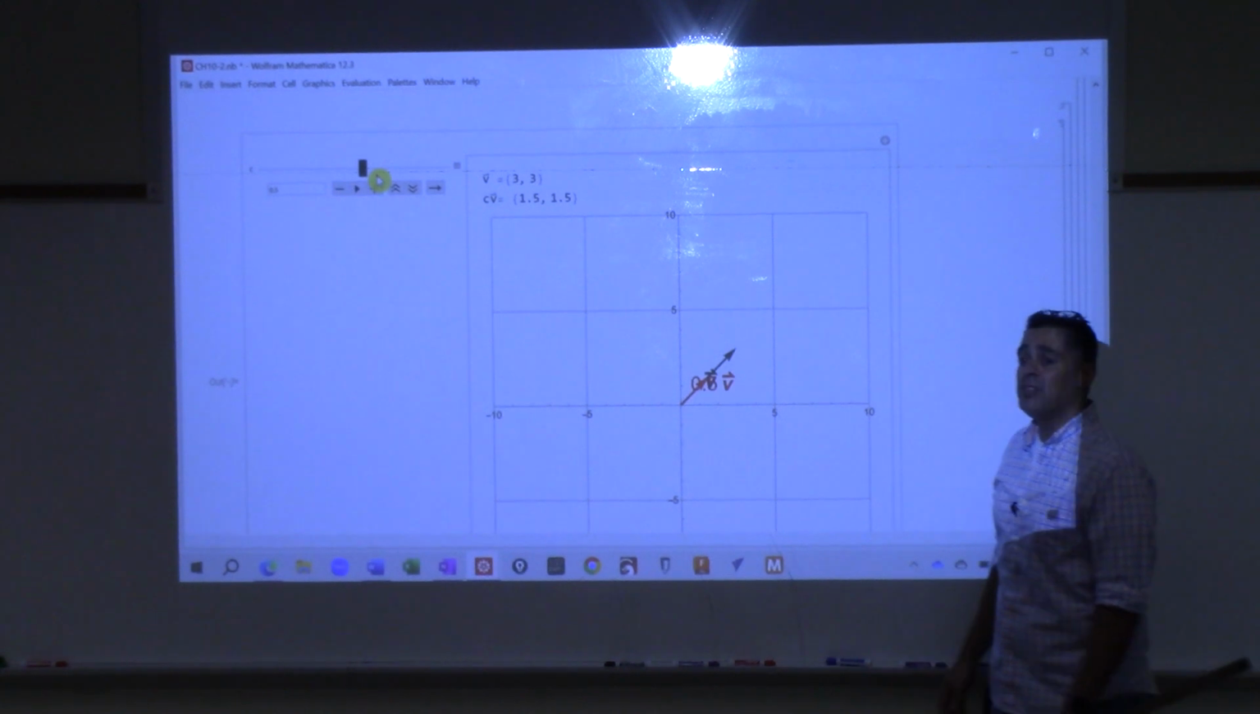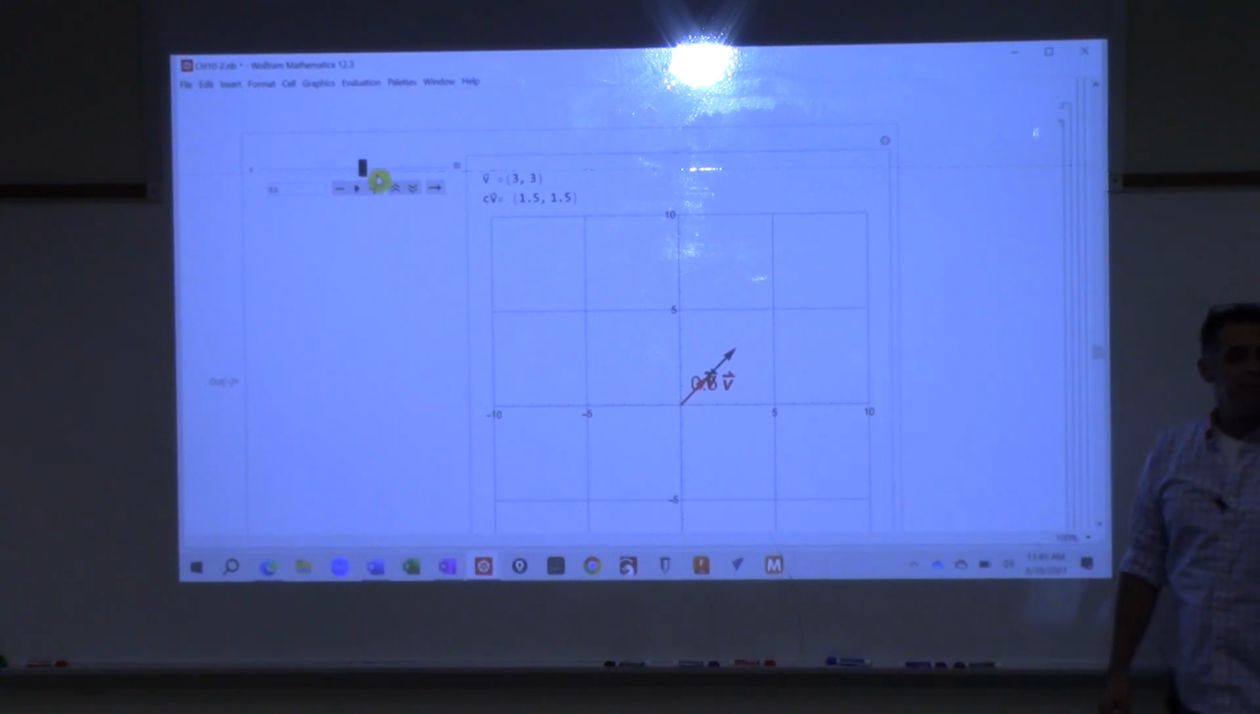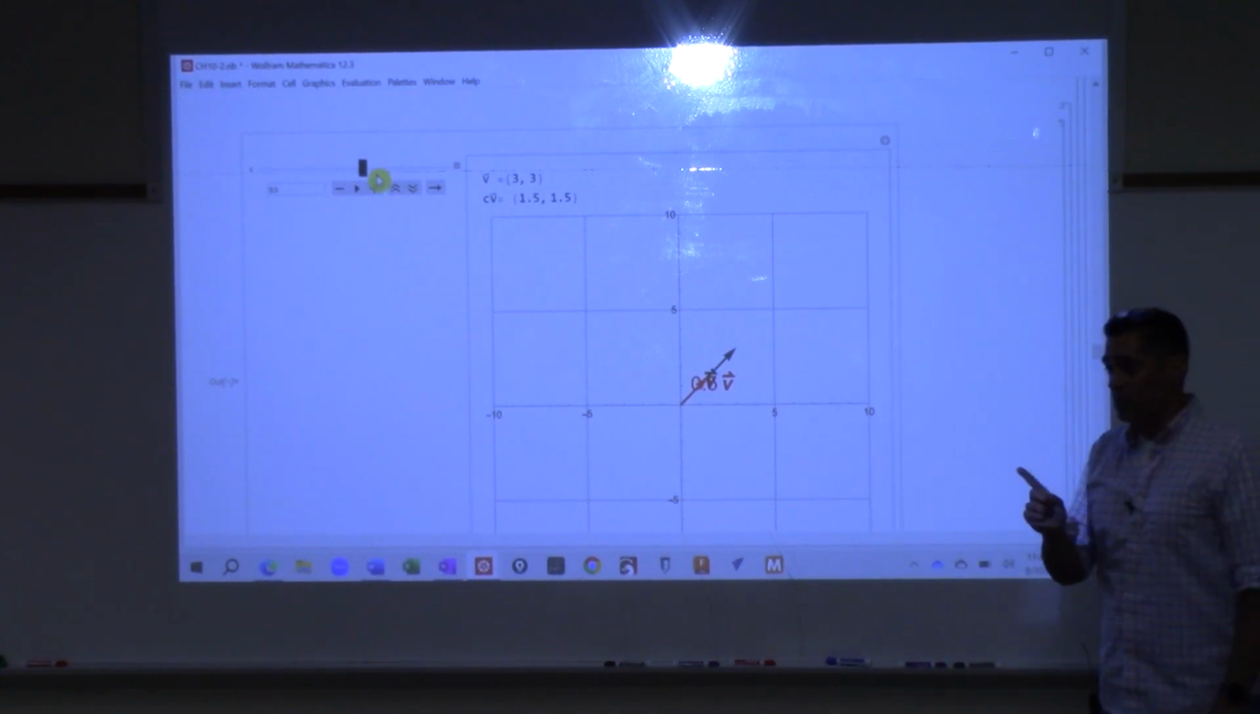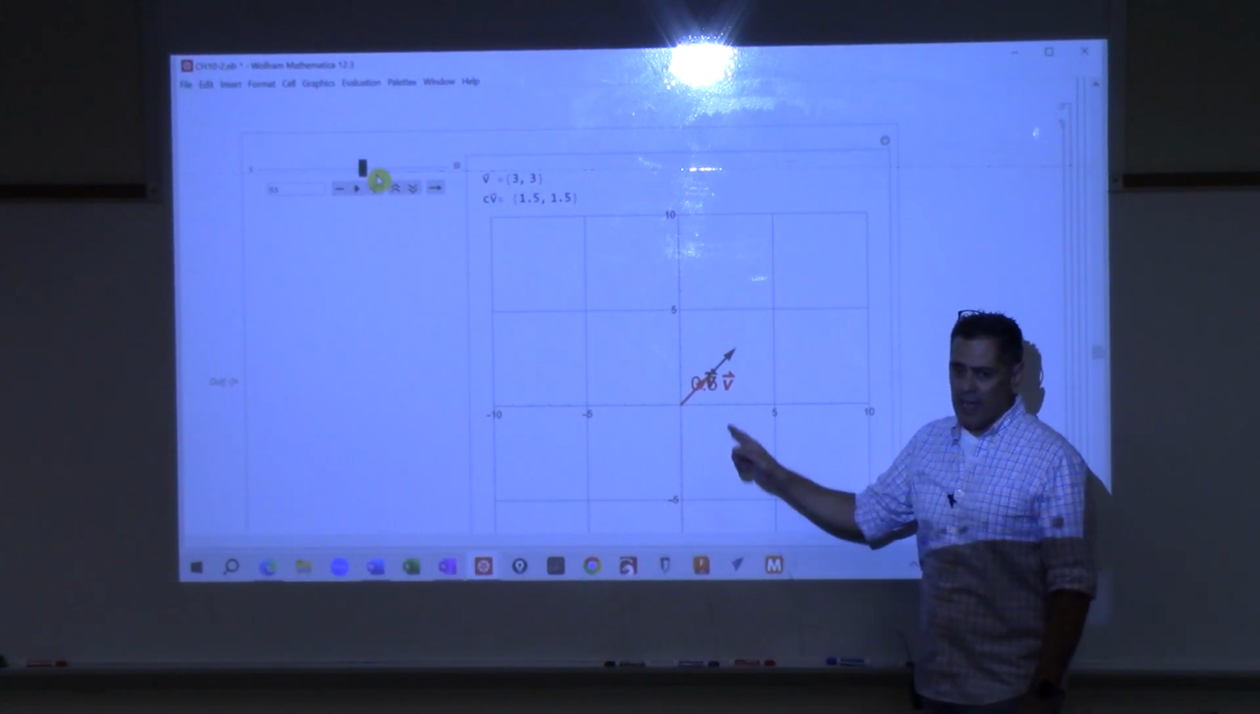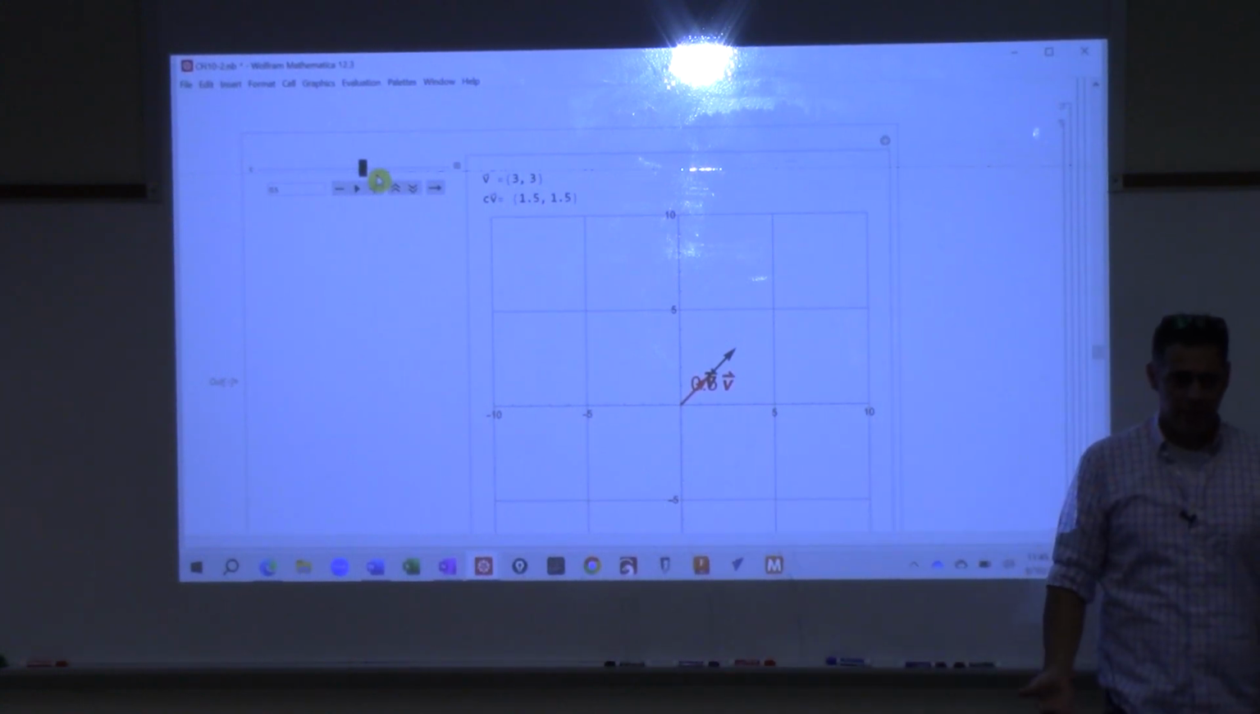What if I multiply by 0? What do I get? The 0 vector. You don't get 0, you get the 0 vector. If you multiply this vector v by 0, you get the 0 vector.